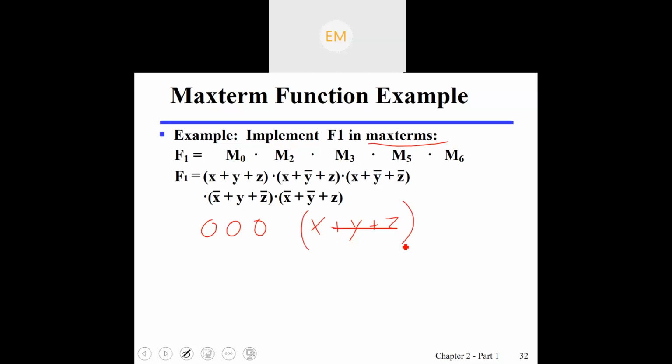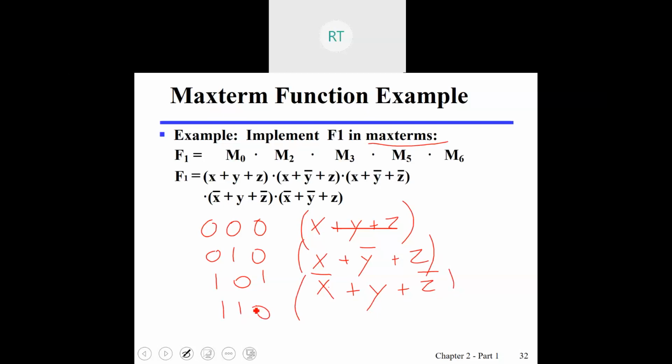We move now to M2. M2 is 0, 1, 0. Who can help? X plus Y bar plus Z. We do also M5, 1, 0, 1. X bar plus Y plus Z bar. You got the idea how we complement in max terms? And this must be between parentheses, clear? And of course M6 will be 110, and it's going to be X bar plus Y bar plus Z. Any questions, guys?